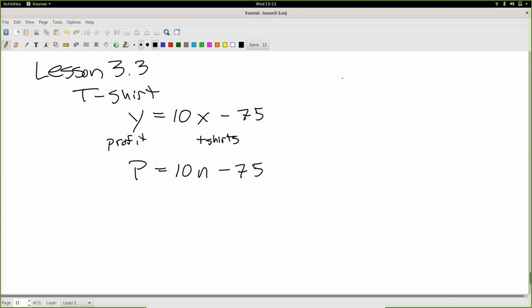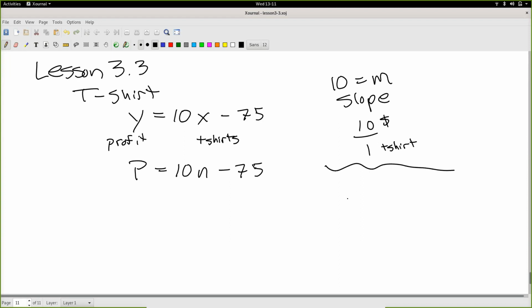So just some things about this, the 10 was that value we call M. That's what we call a slope, and it's the rate of change. And the change I would write as 10 over 1, and that would be $10 per one t-shirt. The 75 is the starting value, and so that's the point (0, negative 75). And what it means is if there's 0 t-shirts sold, then they have a profit of negative $75, which really would be a loss.